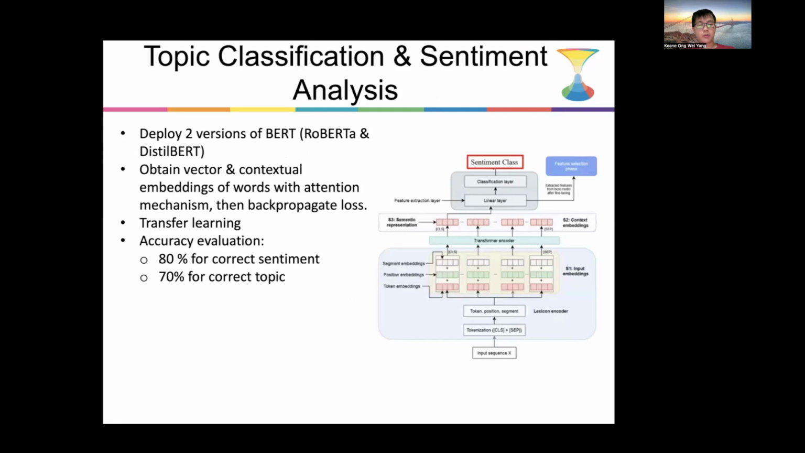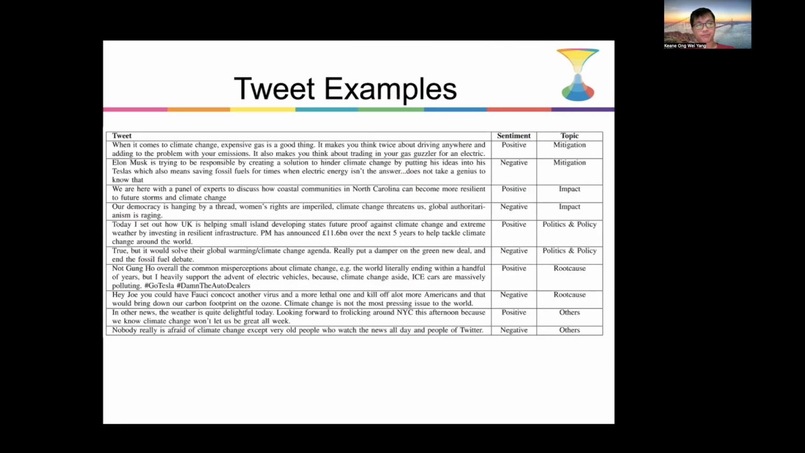We use RoBERTa and DistilBERT, for instance, where basically we're just training a BERT model on these tweets. We're doing some form of transfer learning, actually doing fine tuning on the subtopics of each different topic and the sentiment class, for instance. Yeah. So roughly we get about 80% accuracy.